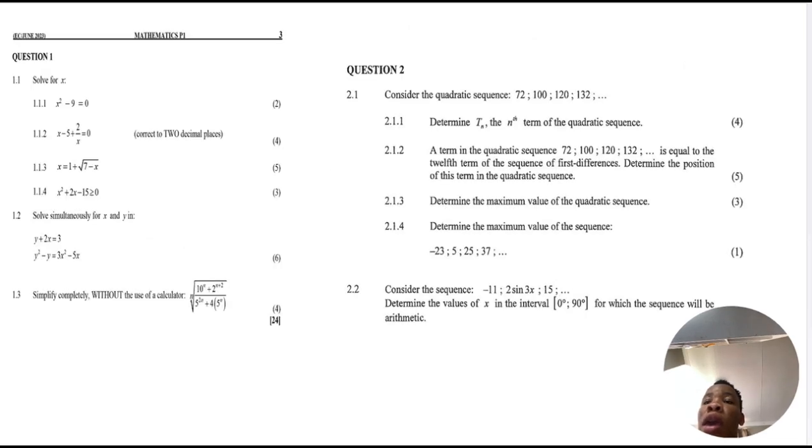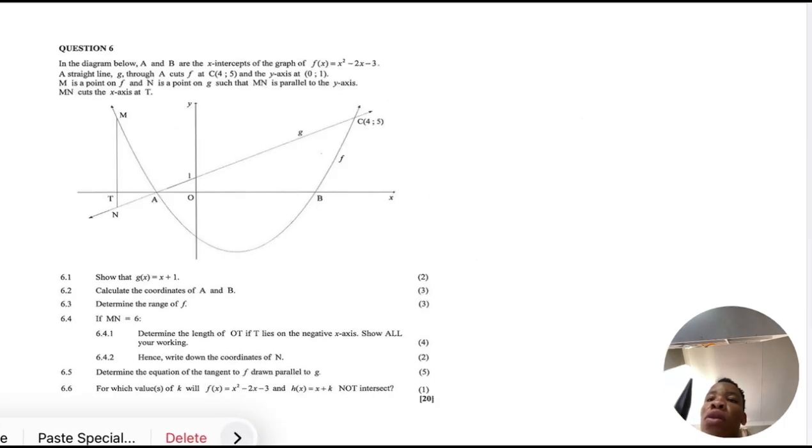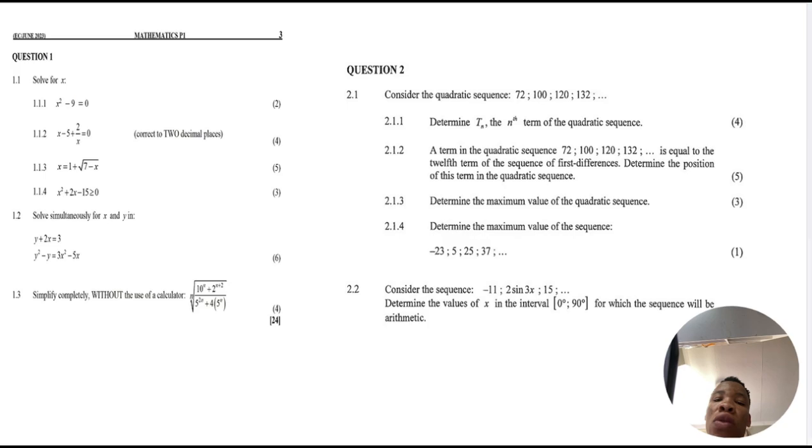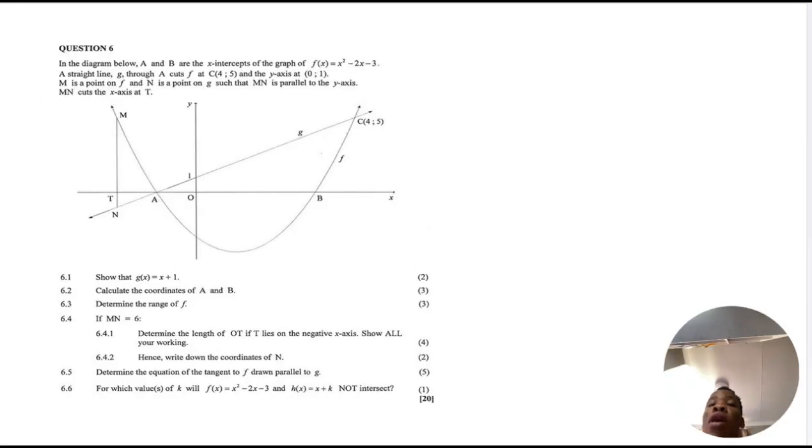Okay. Here I've organized some questions from paper 1 so that you can practice them during your spare time. I have question 1, question 2, algebra, number sequence, and also functions over here. So just make sure that you practice them.